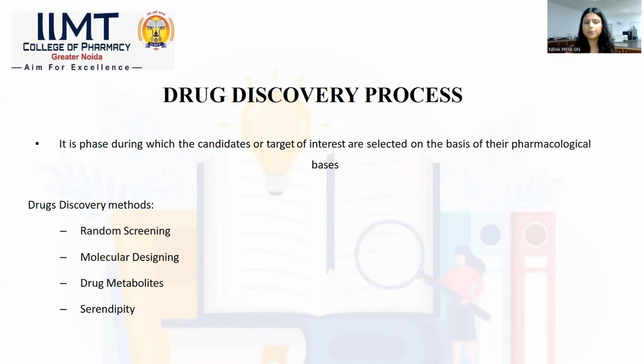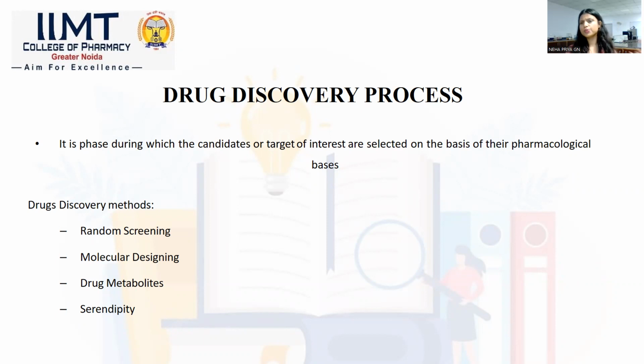So in the drug discovery process, the drug discovery method consists of 4 methods. The first one is random screening, along with molecular designing, drug metabolites, and serendipity. Earlier, people relied on serendipity more because they believed in chance. They did not have the technology for molecular designing and everything, so they believed in serendipity.